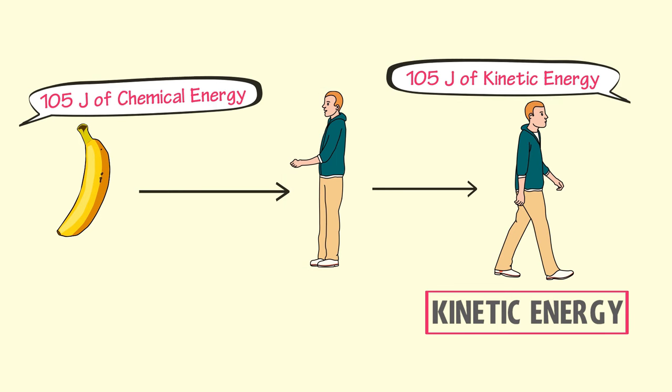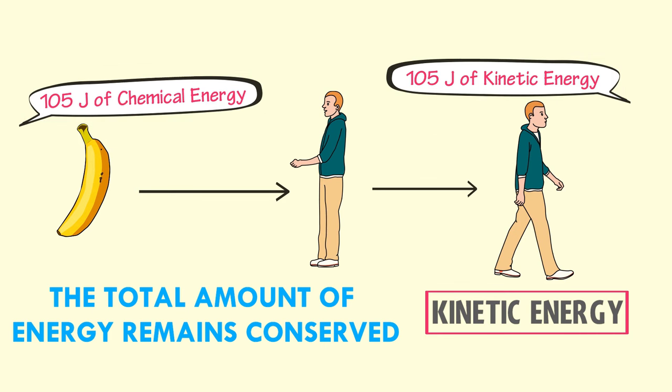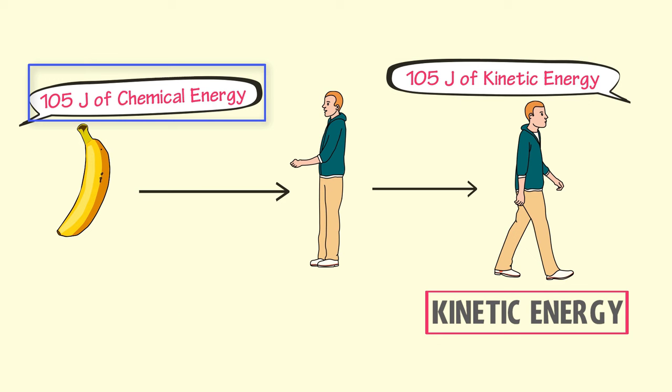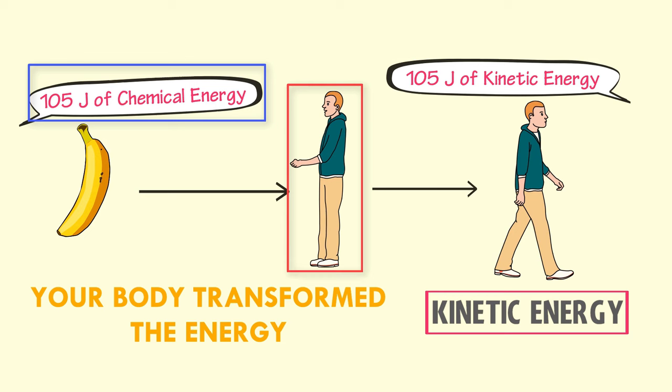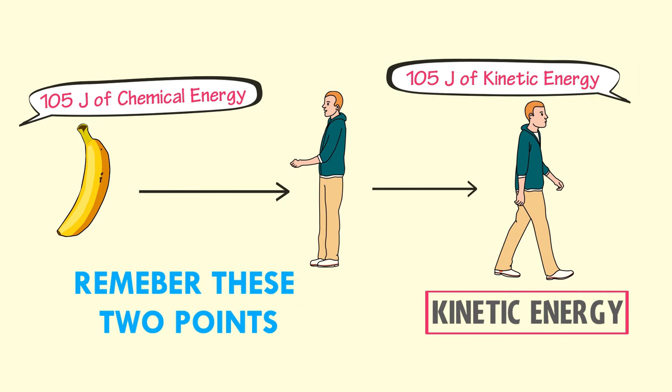energy. Thirdly, the total amount of energy remained the same or conserved. I mean, initially, there was 105 joule of chemical energy in the banana, while here, your body perfectly transferred this 105 joule of chemical energy into 105 joule of kinetic energy without any wastage. Thus, remember these two important points about the law of conservation of energy.